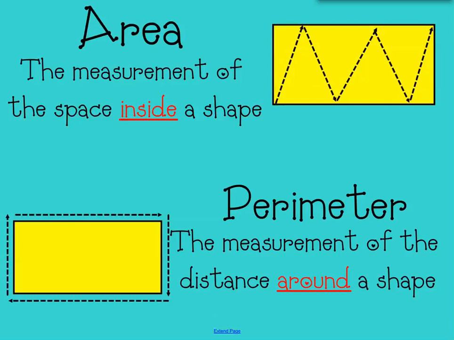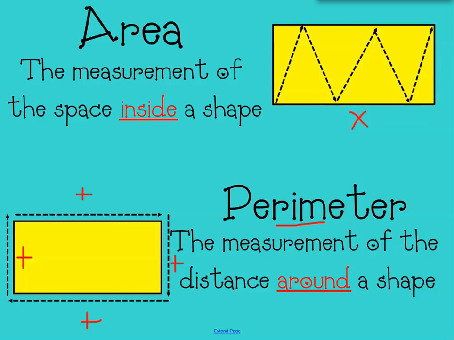So you know what I'm going to do first. Let's just review. Area is the measurement of the space inside the shape, all of the surface inside. And we find that by doing multiplication. And perimeter is the measurement of the distance around the shape. Remember the outside rim. And we do that by adding all four sides.